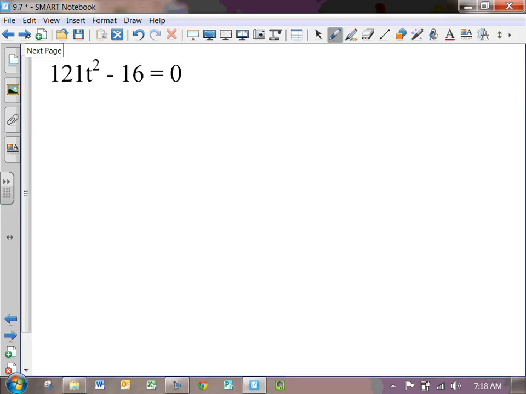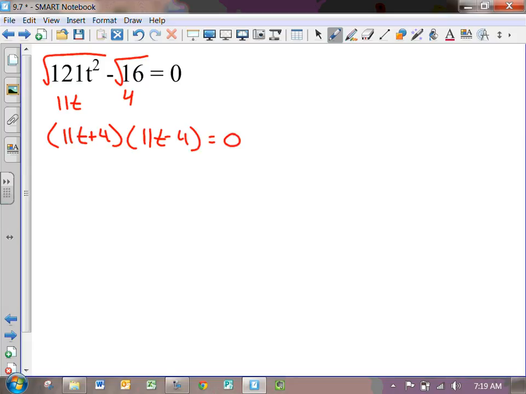All right, so one's a little more complicated: 121t squared minus 16 equals 0. So let's start out by looking at what is the square root of 121t squared? Well, that's 11t. And the square root of 16 is 4. So that means we're going to have 11t plus 4 and 11t minus 4.